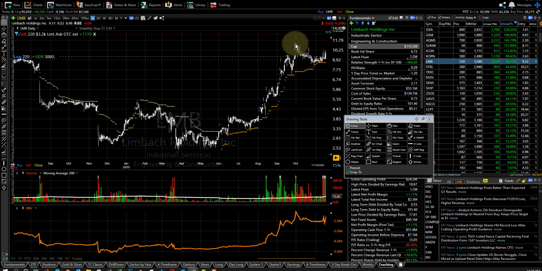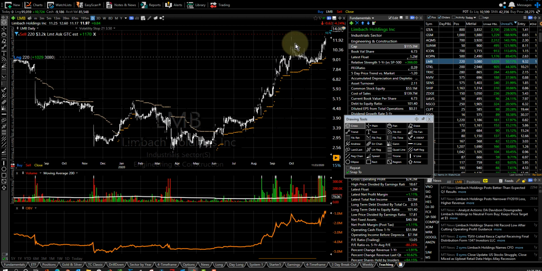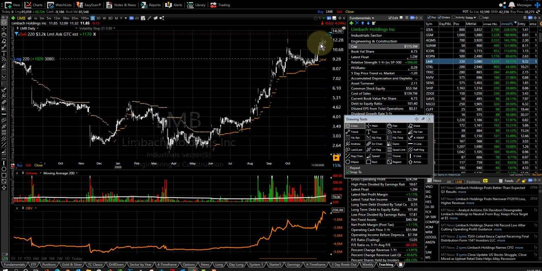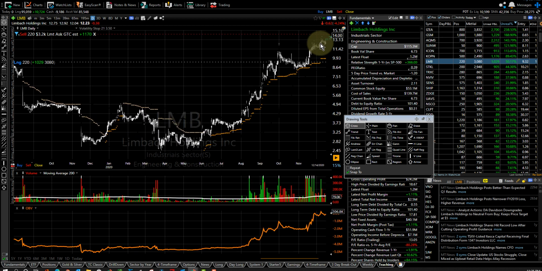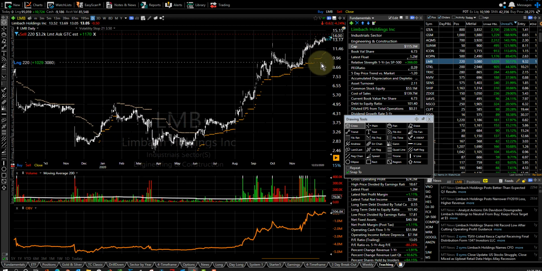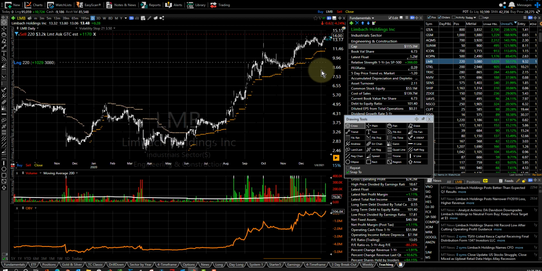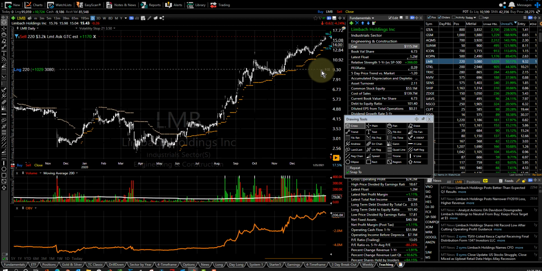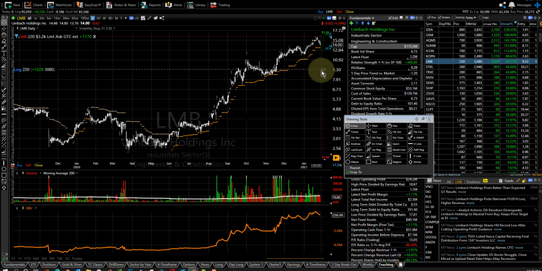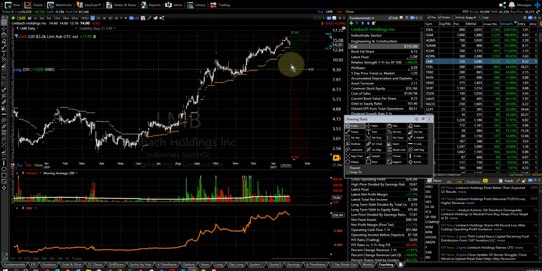So here we have a smile that corresponds with the smile on the volume plot. On-balance volume has made a new high. Huge volume coming in here, and the price is about to make a new high, which it does. And that brings us to where we are today.